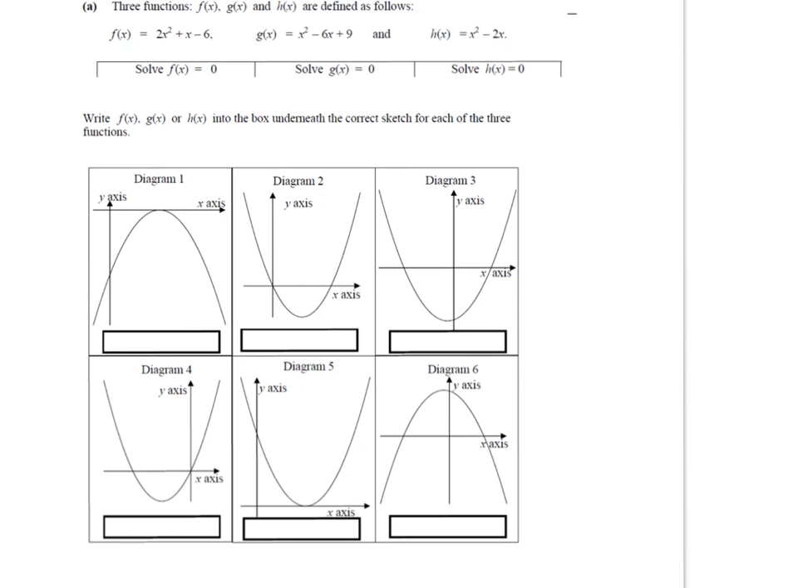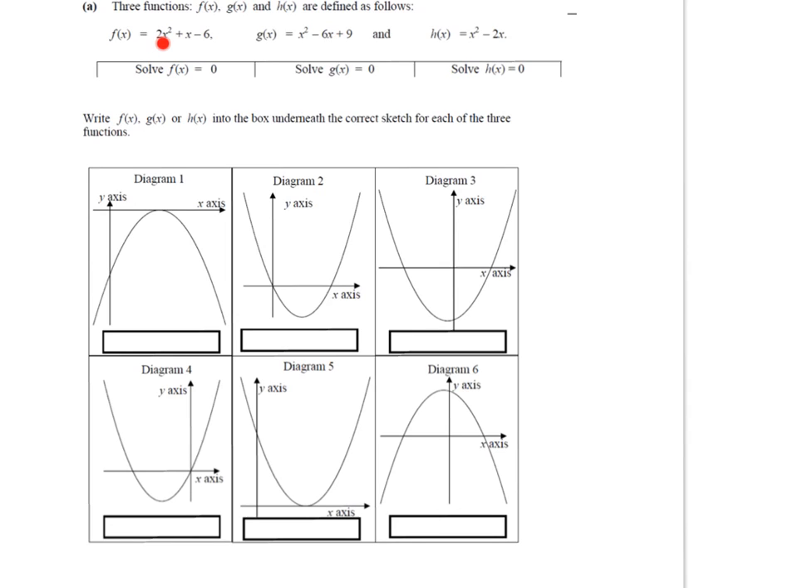So let's have a look at this exam question. It says 3 functions f(x), g(x), and h(x) are defined as follows. So here are the 3 functions. First question is solve f(x) equals 0. Now, the purpose of this video is not to show you how to do this kind of question, so I'm not going to go through that. I'll explain briefly what you should do. What you need to do is replace the f(x) with what it's equal to.